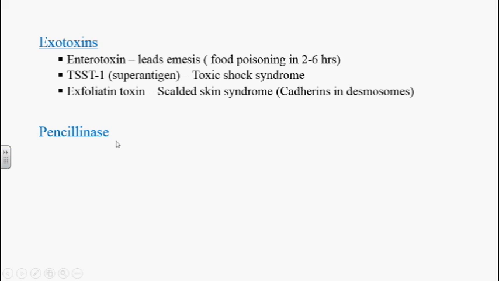They can secrete the penicillinase enzyme, which can break the beta-lactam rings of beta-lactam drugs like penicillin. So these organisms are resistant to penicillins, and they are resistant to other antibiotics even.